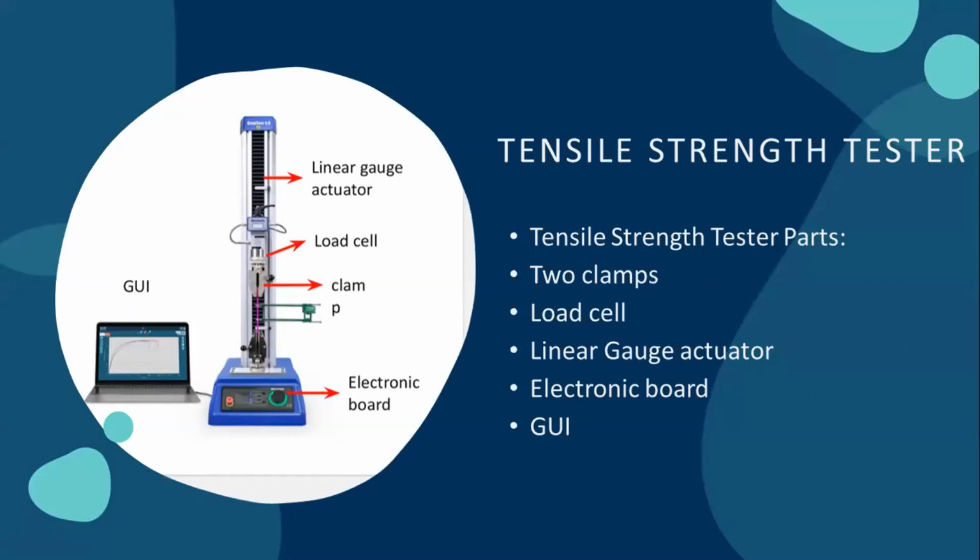There are two types of machine, namely hydraulically powered and electromagnetically powered. The hydraulic power uses pressurized air, and electromagnetic power uses a magnetic motor to pull the sample. In this study, an electromagnetic machine was used. This machine has a clamp, load cell, linear gauge, electronic board, and graphical user interface.